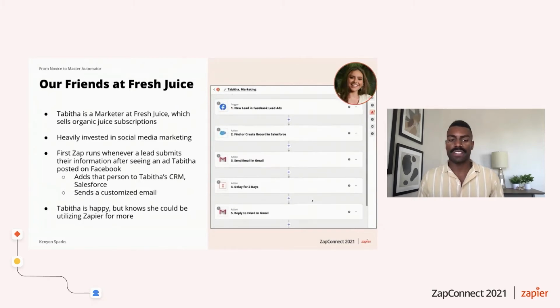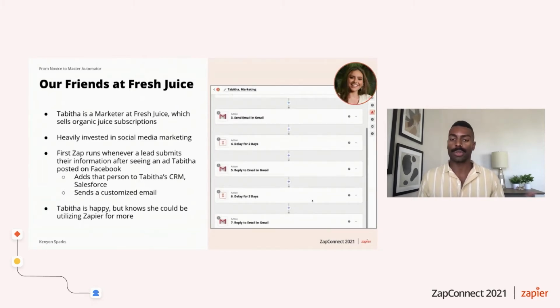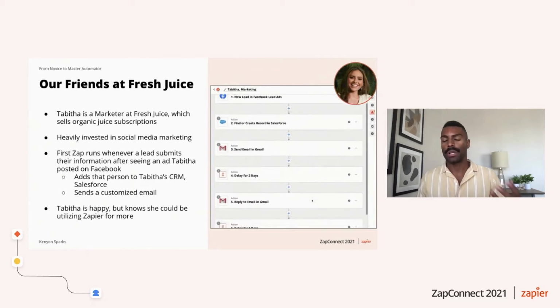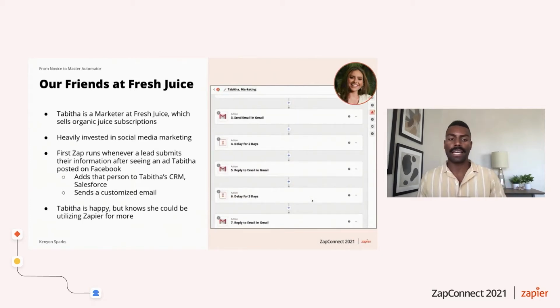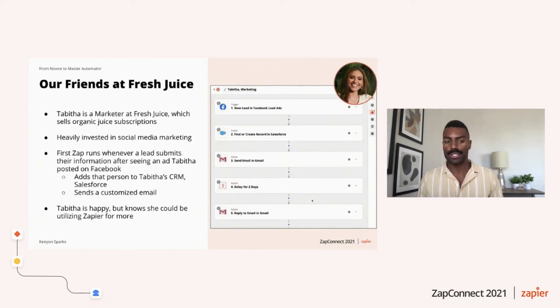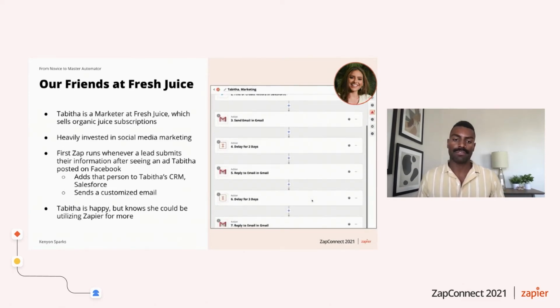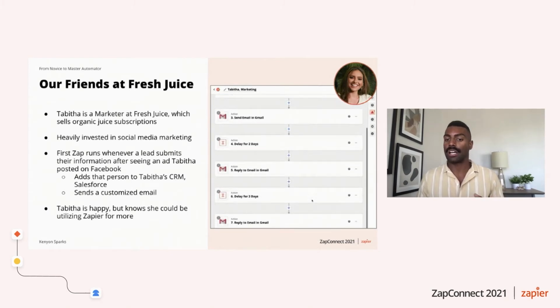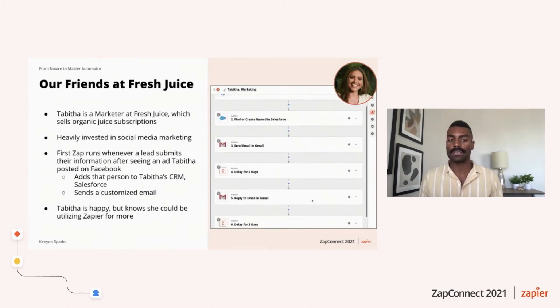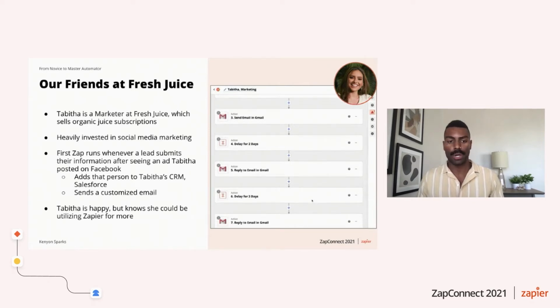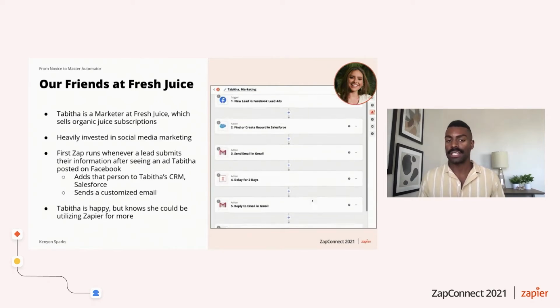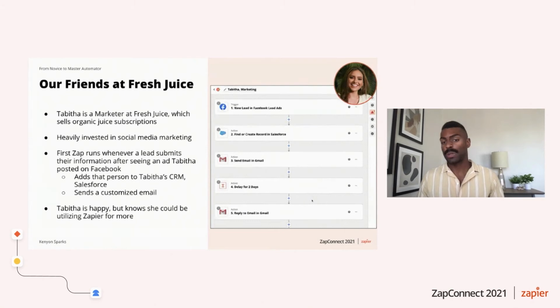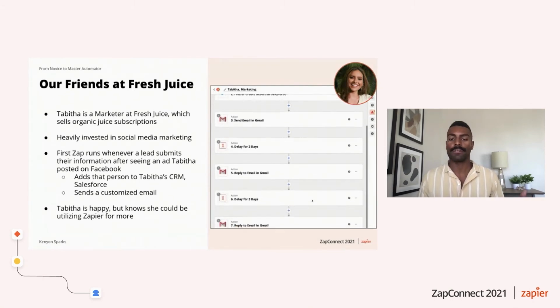She used to spend quite a bit of time manually transferring her Facebook leads to her CRM so they could track them. But after finding Zapier, she was able to automate that entire process and free up hours of time each week. Her first Zap runs whenever a lead submits their information after seeing an ad Tabitha posted on Facebook. It then adds that person to Tabitha's CRM, Salesforce, and sends that person a customized email. Tabitha loves this process. It's helped drive sales and cuts down on tedious admin work.